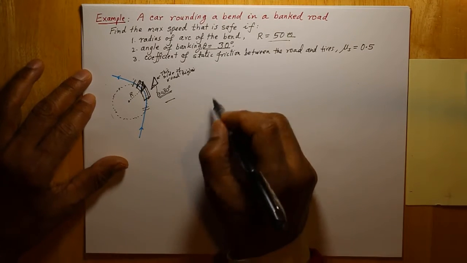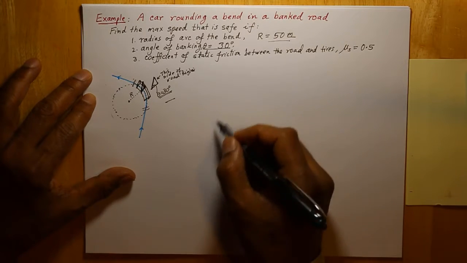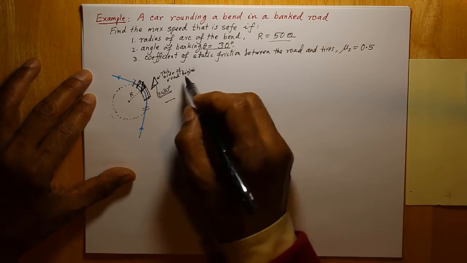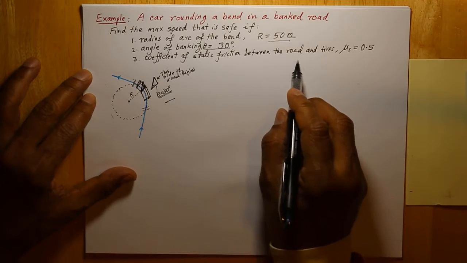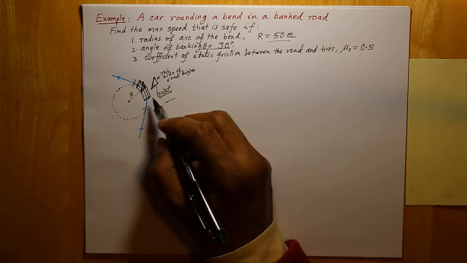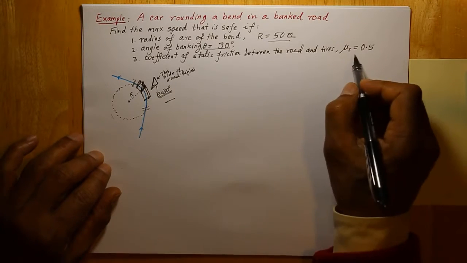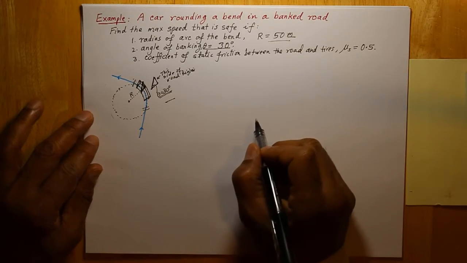For numerical calculation we'll do it over here. First we'll do the calculation in symbols, and then we'll do the numerical calculation. The coefficient of static friction between the road and the tires is also given to us.